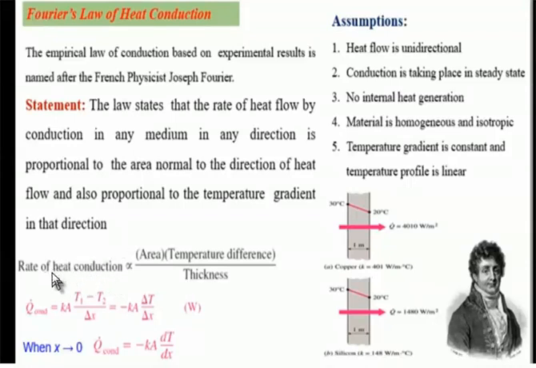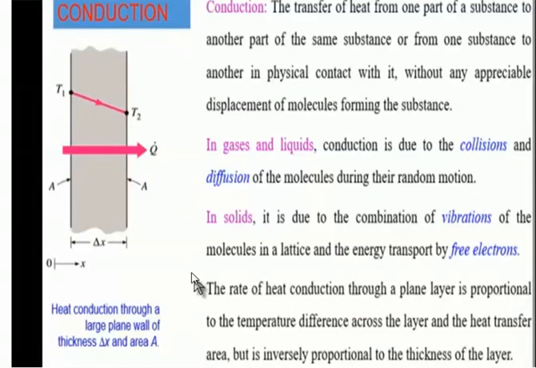So you can get here, rate of heat conduction is directly proportional to the area and the temperature differences, and inversely proportional to the thickness. So in the previous slides, he has given some statements. The rate of heat conduction through the plane layer is proportional to the temperature differences across the layer and the heat transfer area, but it is inversely proportional to the thickness of the layer. So this statement is given by the Fourier law of heat conduction.